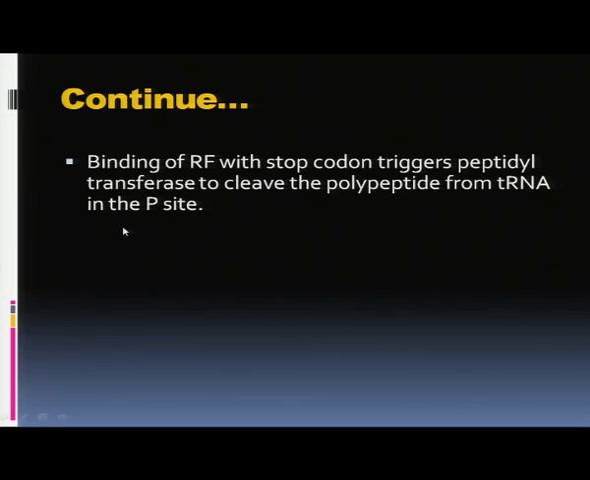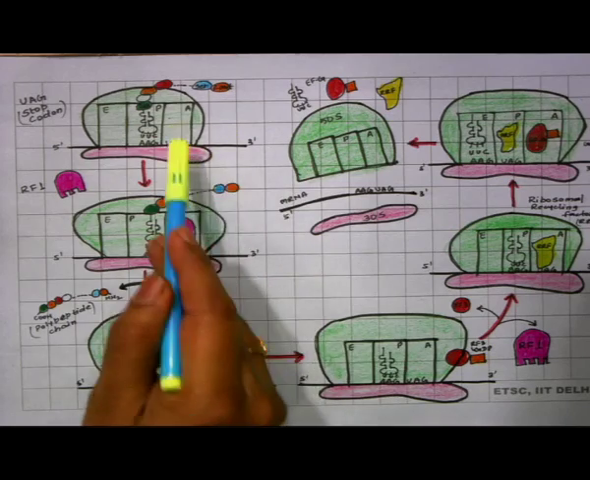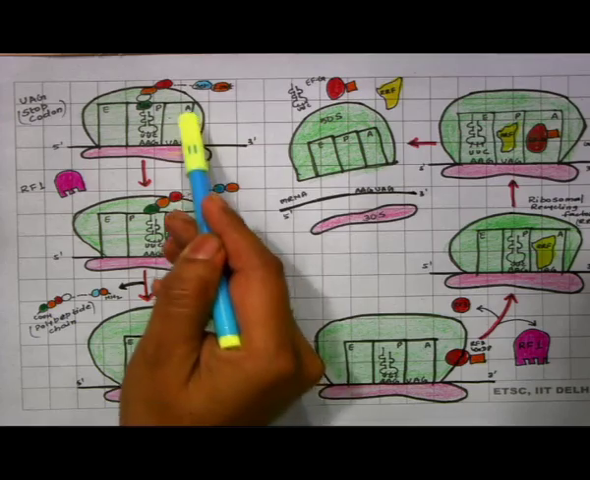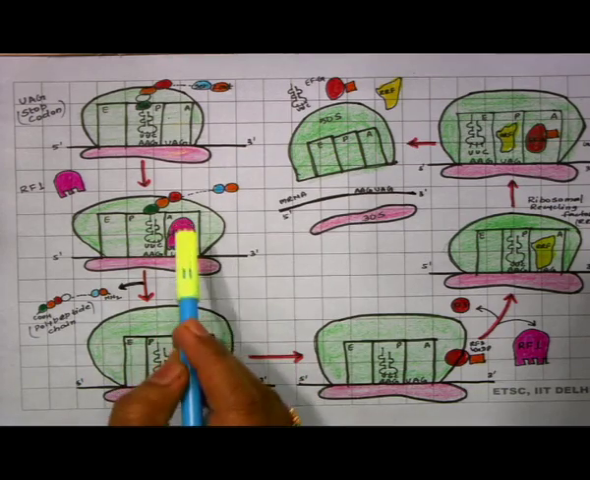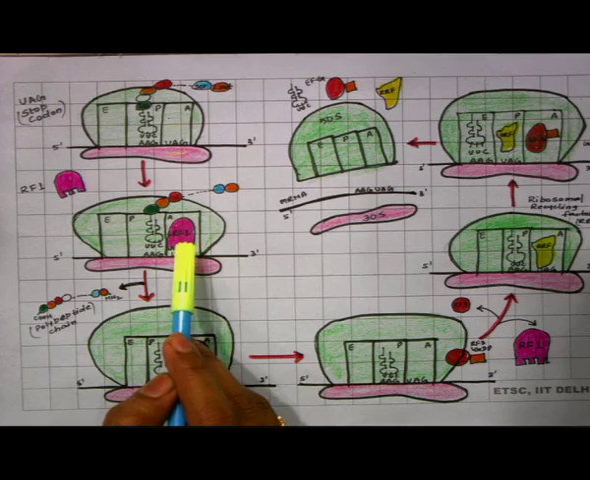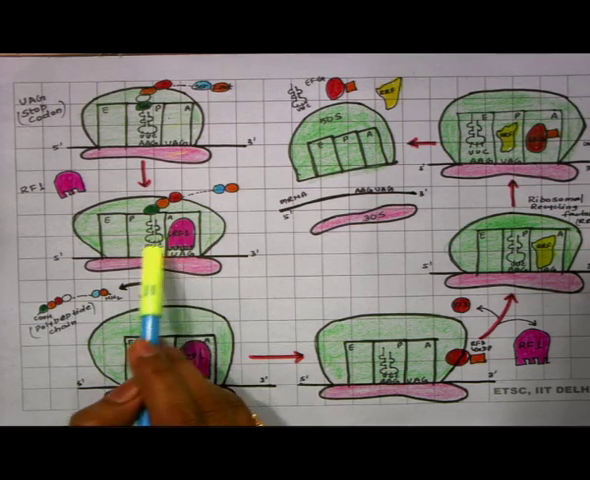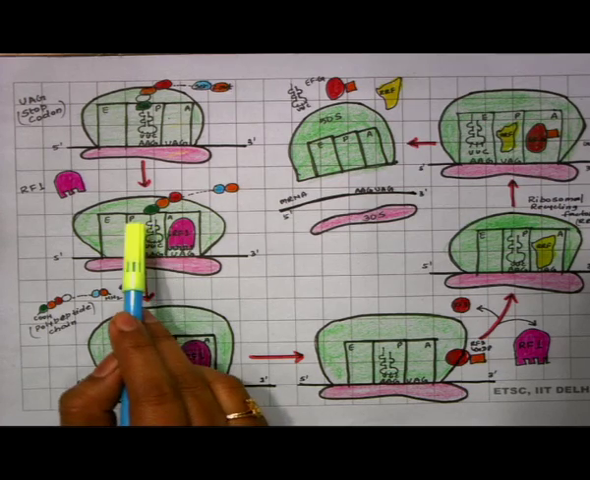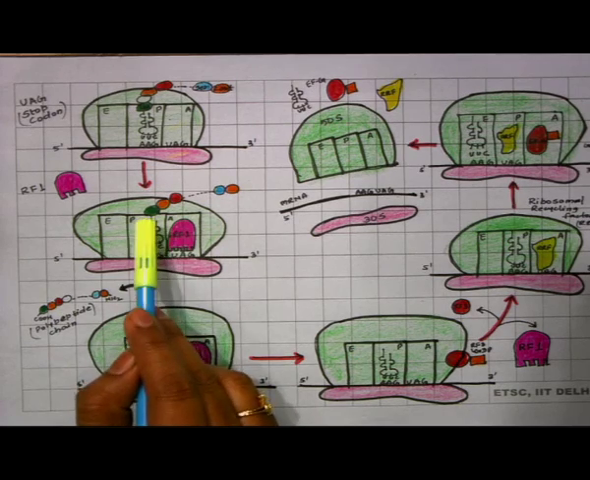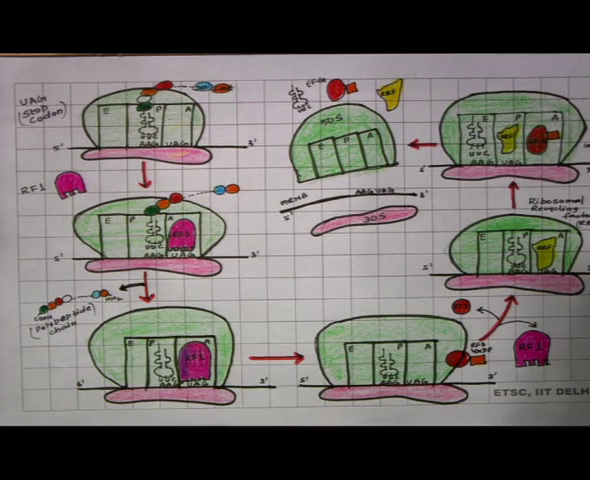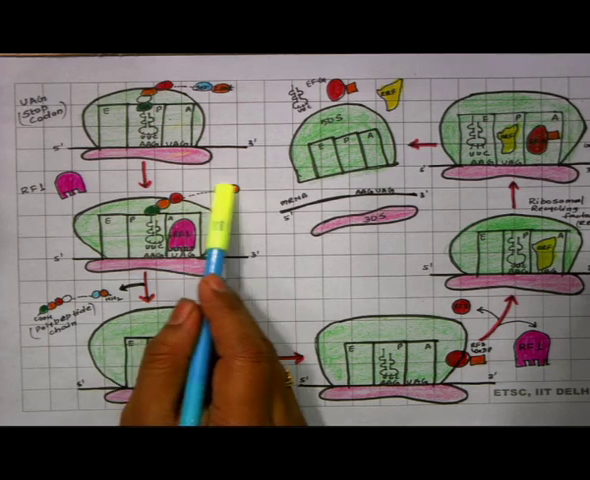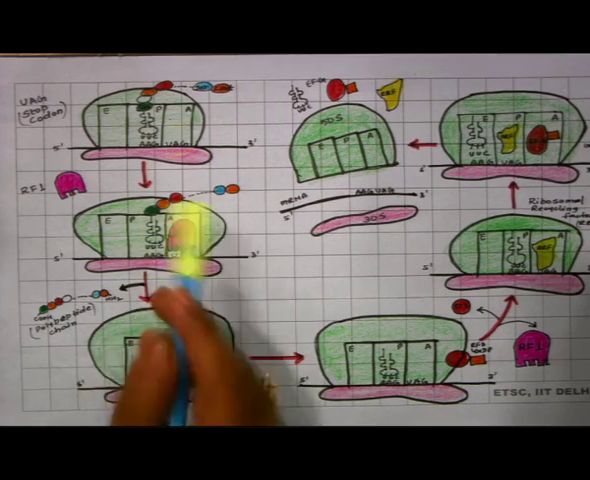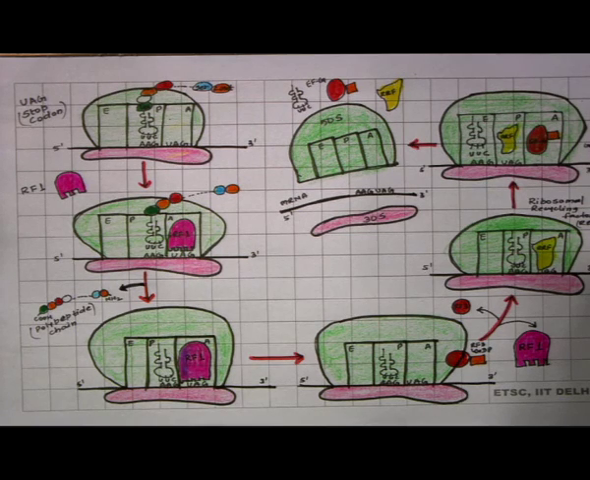You can see the polypeptide chain is there in the P site. When the ribosome reaches the stop codon, the release factor will bind at this A site, and after the binding of the release factor, it will trigger the peptidyl transferase to release this polypeptide chain from the P site. Next, the polypeptide chain leaves the ribosome. When peptidyl transferase removes this polypeptide chain from the P site, it will leave the whole ribosome and reach the cytoplasm.